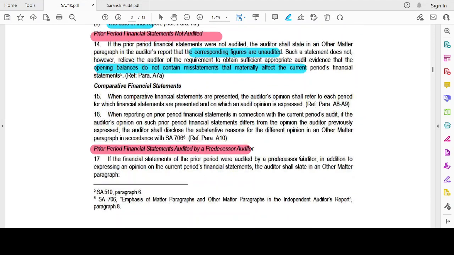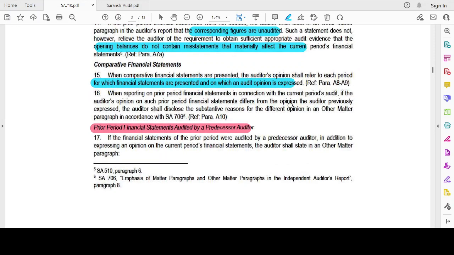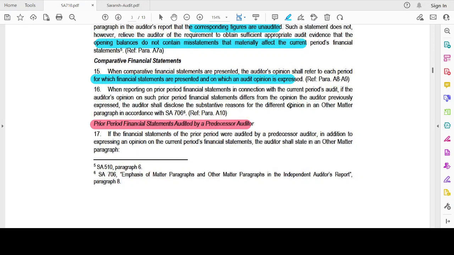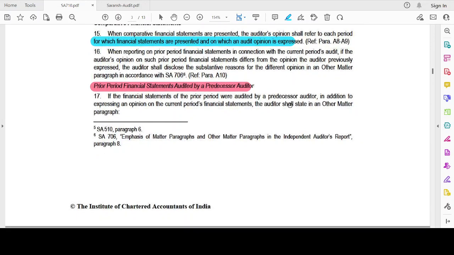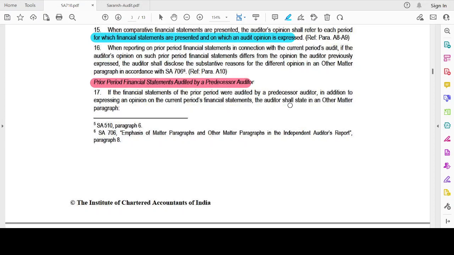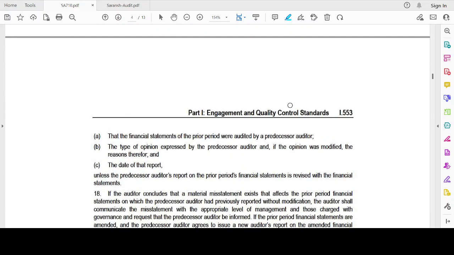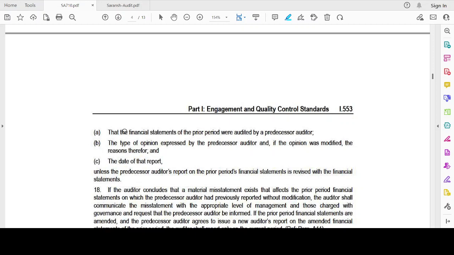Now, comparative financial statements. When comparative financial statements are presented, the auditor's opinion shall refer to each period for which the financial statements are presented and on which the auditor's opinion is expressed. Okay. Prior period financial statements audited by a predecessor auditor. If the financial statements of the prior period were audited by a predecessor auditor, in expressing an opinion on the current financial statements, the auditor shall state in an Other Matter paragraph that the financial statements were audited by a predecessor auditor, the opinion, and the date of the report.